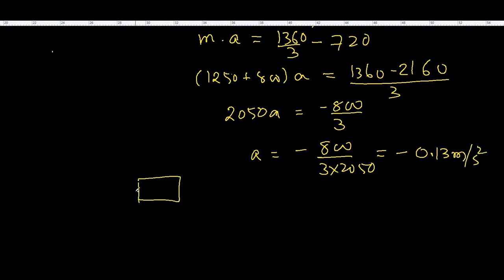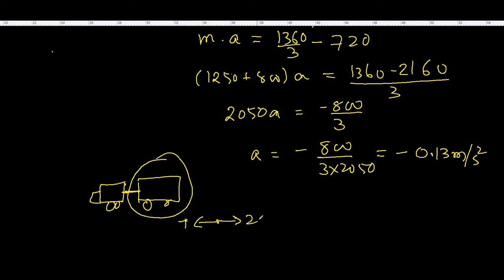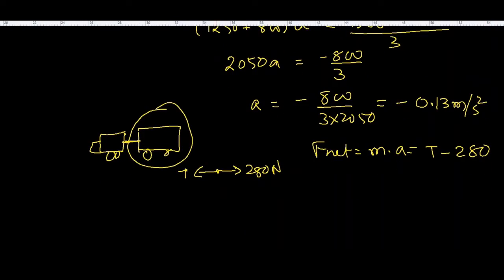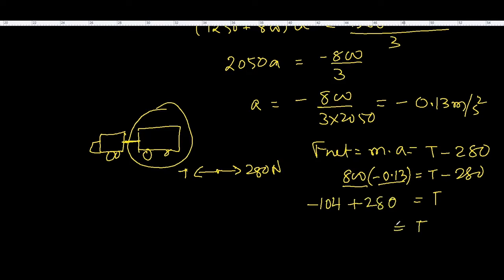Second part, they're asking what is the tension in the bar between the car and the caravan. If we take only this part, what will be the free body diagram? There is tension in this direction, and a resistance of 280 newtons in this direction. And we know what the resultant is. So the resultant F net equals ma equals T minus 280 newtons. The mass of the caravan is 800 kilograms. Acceleration we just found out is 0.13, which is actually deceleration. So T minus 280 equals 800 times minus 0.13, so T equals minus 104 plus 280. Tension comes out to be 176 newtons. This is the answer.